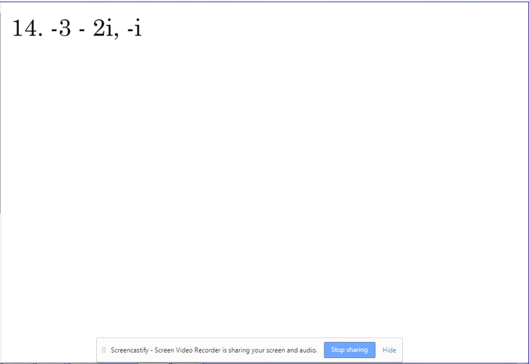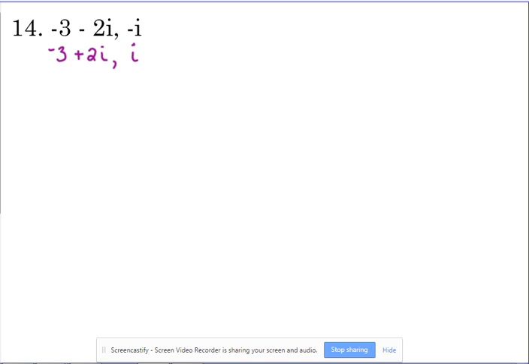So number 14, we are trying to write a polynomial that has the given zeros. They told us that two of the zeros are -3 minus 2i and -i. Well, complex zeros are the same deal as irrational zeros. They come in pairs. So if -3 minus 2i is one of our zeros, then -3 plus 2i is automatically also a zero. And if -i is one of our zeros, then positive i is another zero.